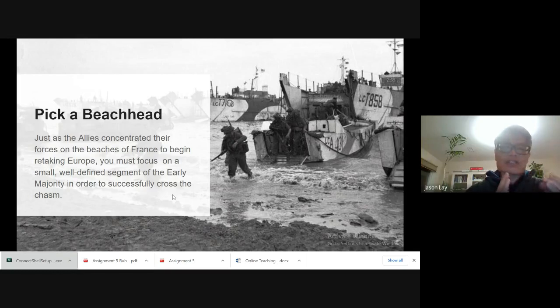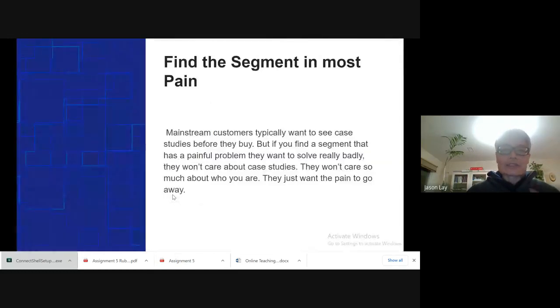I'll give you an example. If we talk about Facebook and Zuckerberg, he focused on university students initially. So think about Google Meet. Who would they focus on based on your understanding?